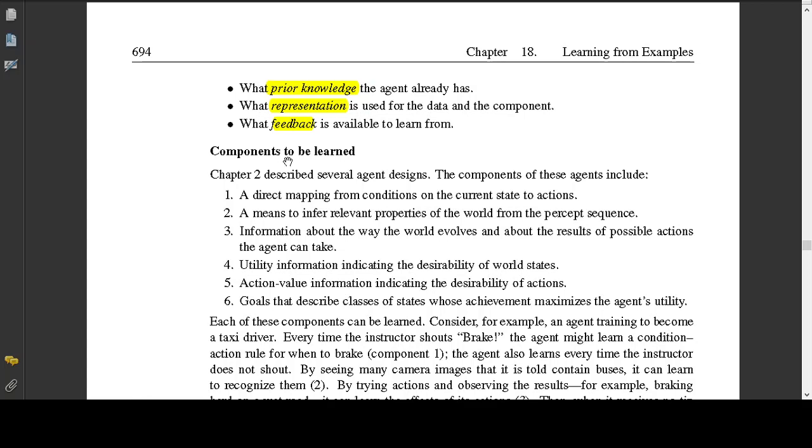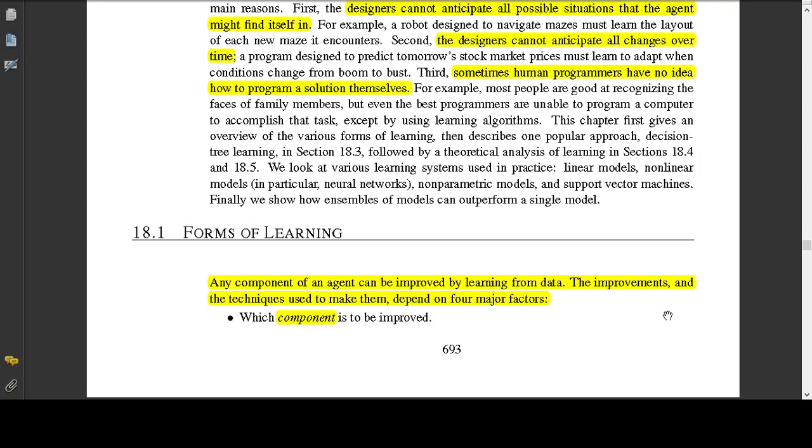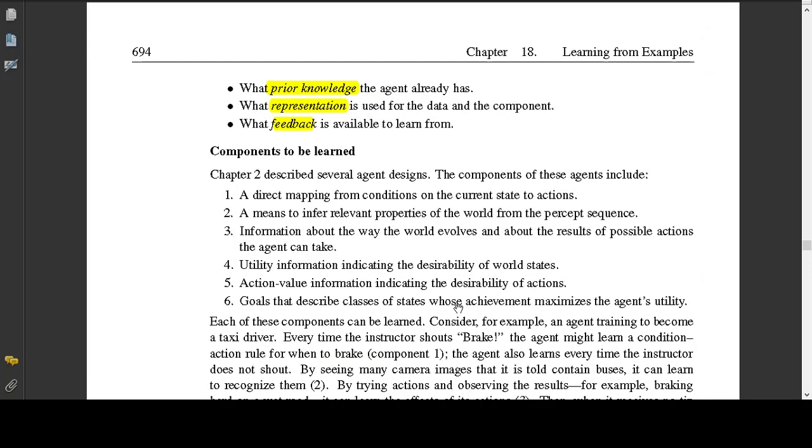Okay, these are the four major factors when we talk about the improvements, or when we talk about the learning. So which component is to be improved, what prior knowledge the agent has, what representation is used for data and components, and the feedback available to learn from.